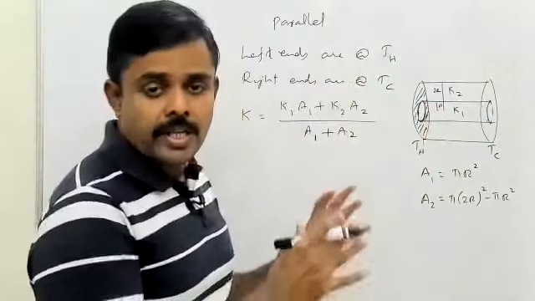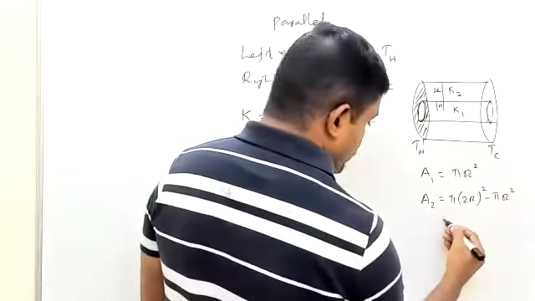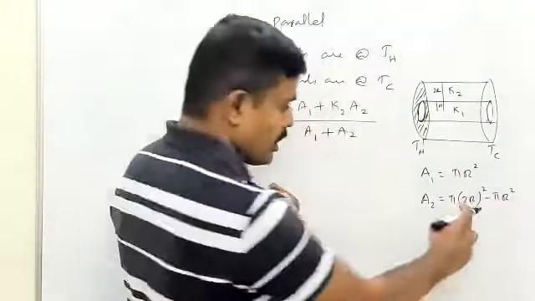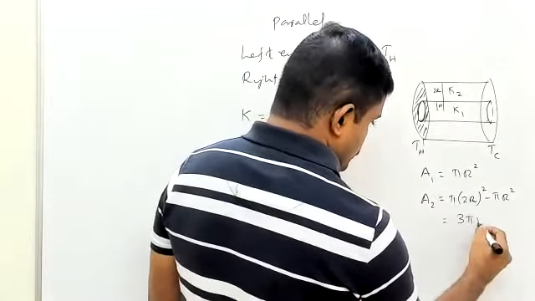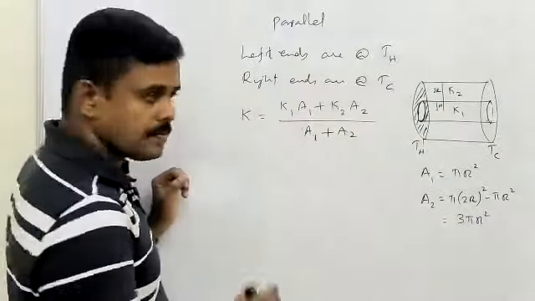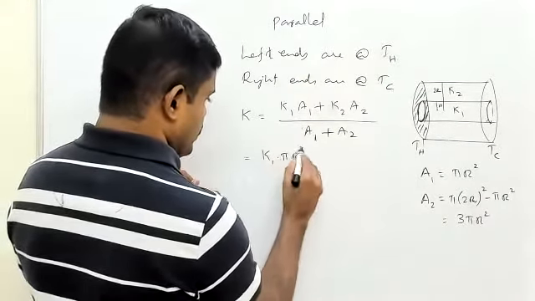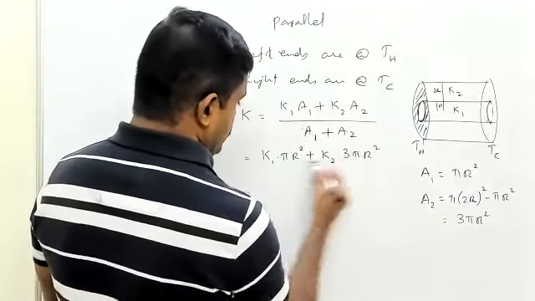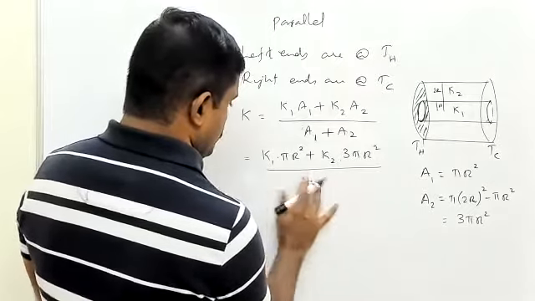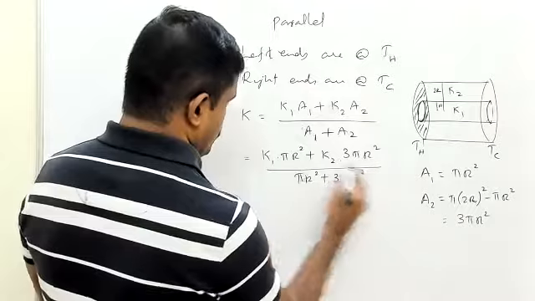Outer area minus inner area. So pi into 2r the whole square minus pi r square. 2r the whole square is 4r square, so 4 pi r square minus pi r square is 3 pi r square. So let us put it: K1 into area 1, pi r square, plus K2 into area 2, 3 pi r square, divided by pi r square plus 3 pi r square.